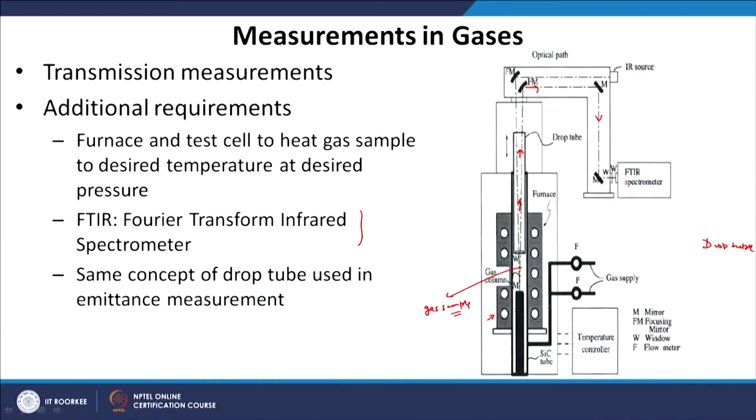So, the drop tube is brought down and the spectrum is taken, and the ratio of the reference spectrum and the actual spectrum gives you the transmissivity as a function of wavelength. So, we use FTIR and Fourier transform to find out the spectrum. These are some of the methods that we use to measure the properties of surfaces and gases.